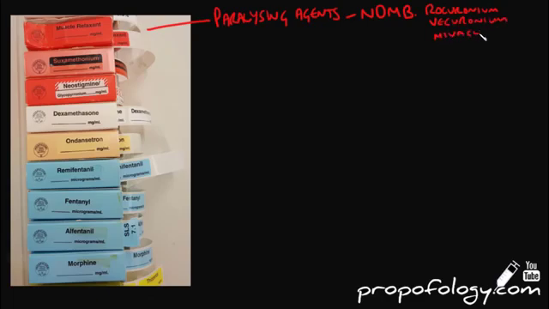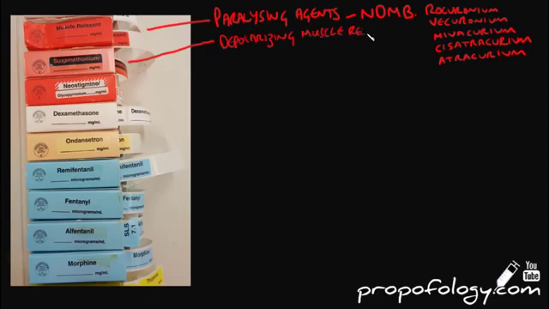Most of the drugs in this class are non-depolarizing muscle blockers, and we'll cover this in a separate video, but examples of them include rocuronium, vecuronium, mivacurium, cisatracurium, and atracurium. Most of these drugs, depending on dose, are slower than the depolarizing muscle relaxant succinylcholine.